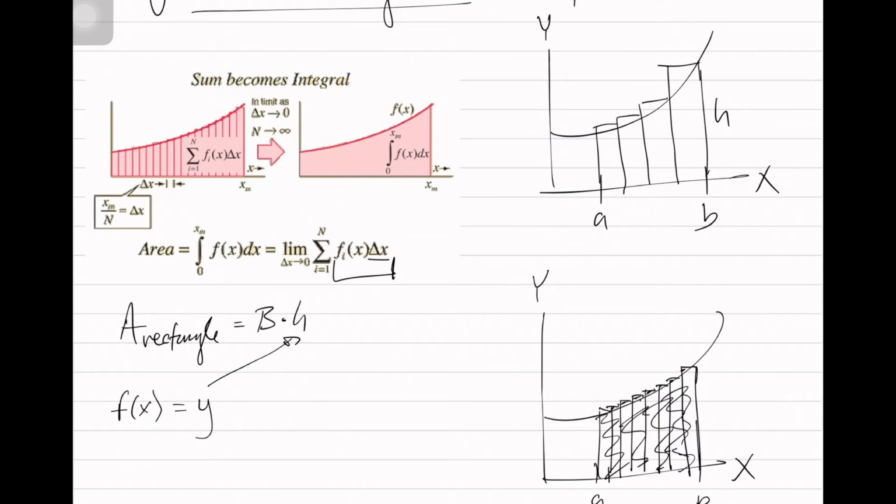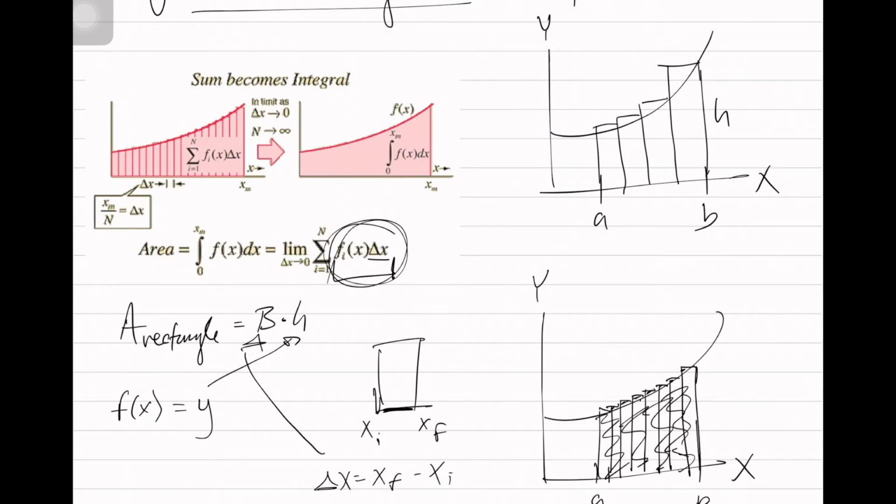And now delta x. Delta x is going to be, if you look at a rectangle, let's call that x initial, x final. Delta x is equivalent to x final minus x initial. That's going to give you the base. There's that. So we see that this is the area of the rectangle. But now, as we can see, we have multiple rectangles. So we're going to have a sum.